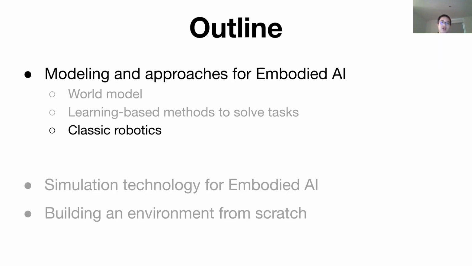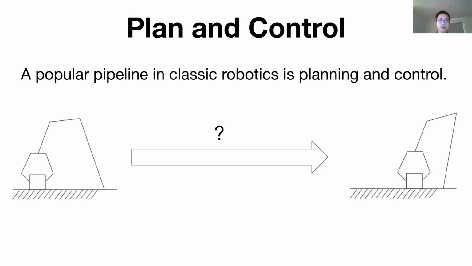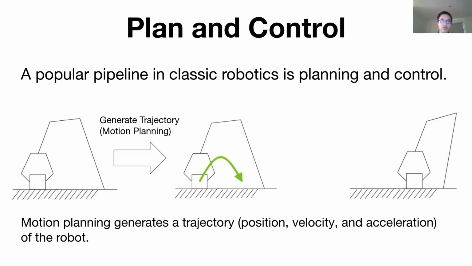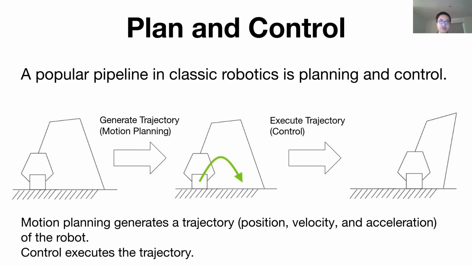Now, let's move on to classic robotics. A popular pipeline in classic robotics is planning and control. For example, if you want to move a block from the left to the right, we will first use motion planning to generate a trajectory. That is, a position, velocity, and acceleration sequence of the robot. We will then use control to execute this trajectory.